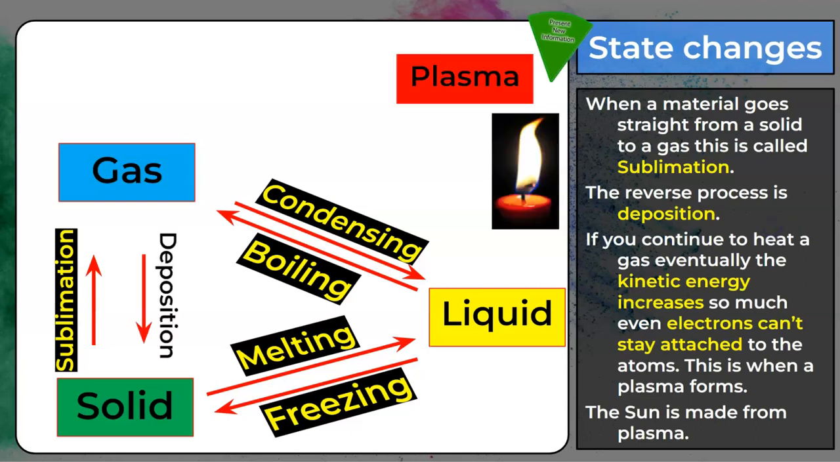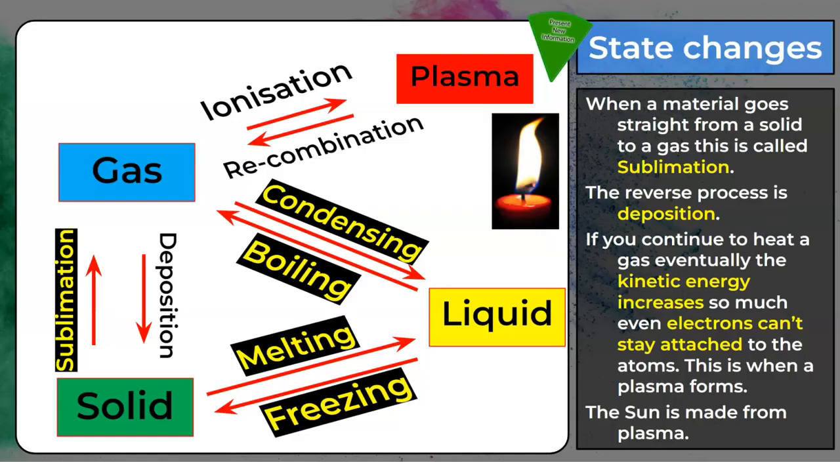And there are other states of matter, so for example plasma, which is like what a flame is, and that is ionization. That occurs when you continue to heat a gas to the point where the electrons boil off, and recombination being the opposite. But it's the ones that are highlighted in yellow that are the key ones you must know.